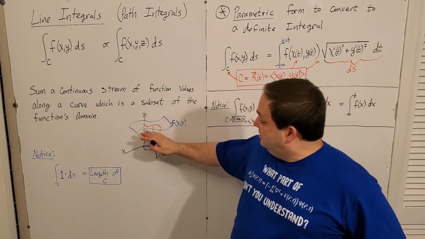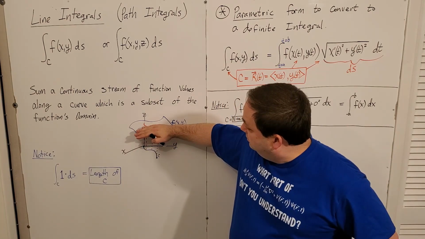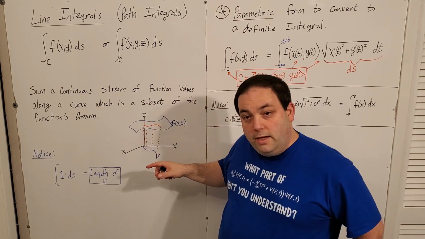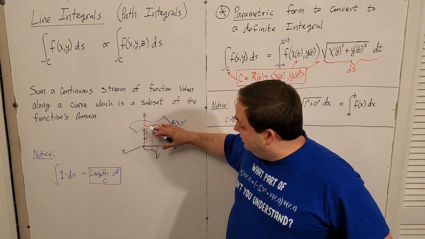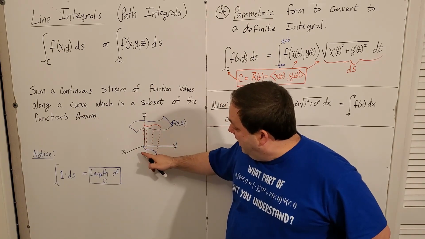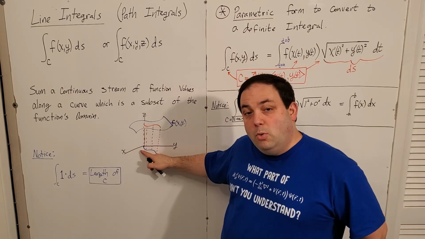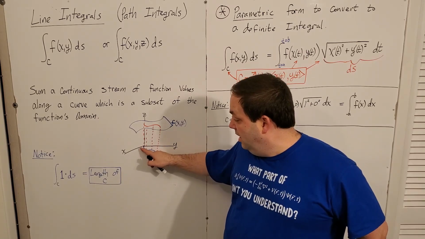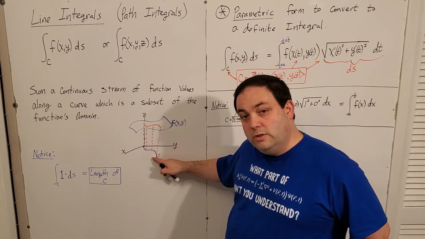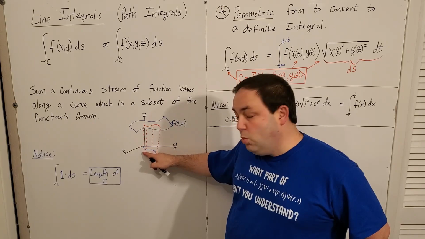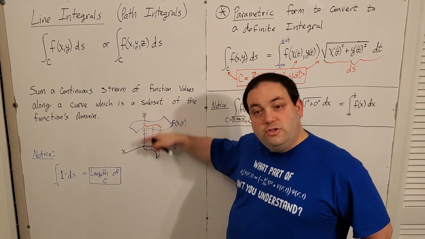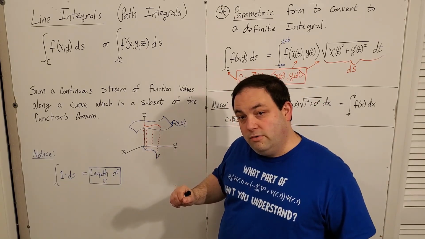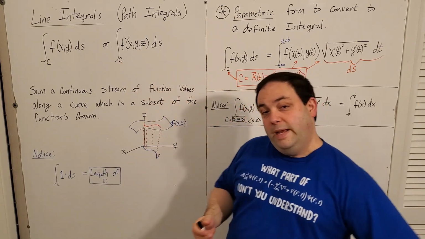So imagine something like this. You've got a function, some surface, which is f(x, y), a two-variable function. But out of the xy plane, I'm only going to cut along this path. In other words, I'm just going to take points along this curve, and each one of those points has a function value. I'm summing up all of the function values along that curve. That's what a line integral basically is.